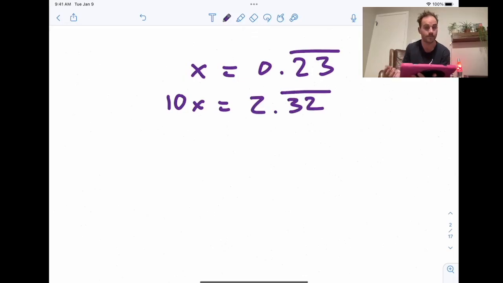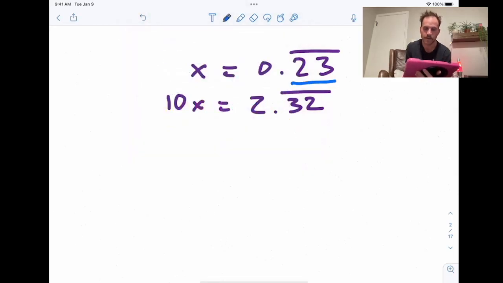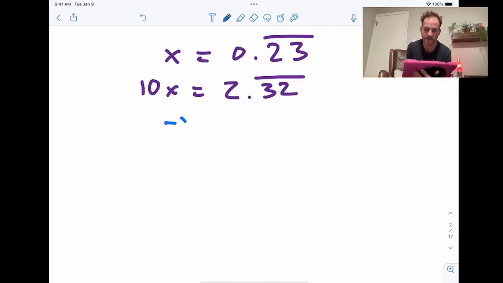2.32 repeating. Okay, now this is the issue, right? I multiplied by 10. This decimal up here, the repeating part is 2 places, right? We've got the tens and the hundredths. So we really want to multiply by 100. See, if we multiply by 10 and then subtract x from both sides, remember we're subtracting 0.23 repeating, we end up with a mistake.